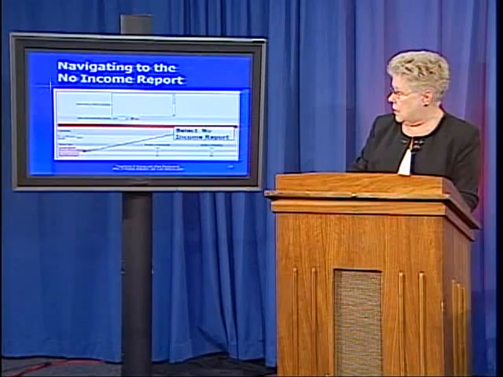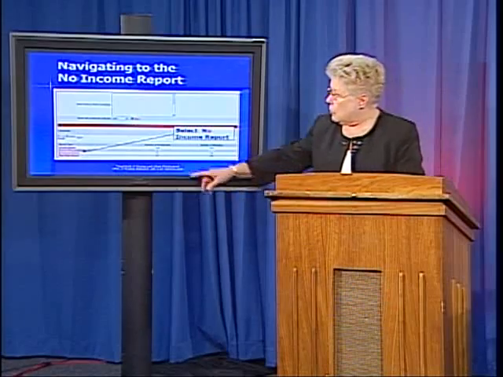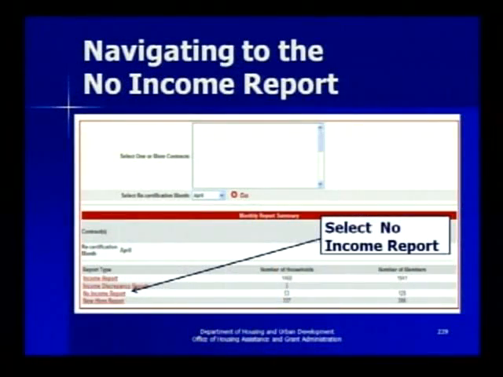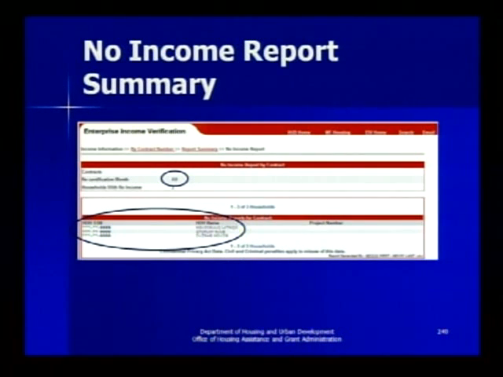Now we're going to talk about the no income report. To get to the no income report, you go back to the summary page that lists all the reports, and you would then select the no income report. The no income report will give you a list of all tenants that passed the verification, were matched against HHS and SSA data, but there was no income reported by either of the income sources.